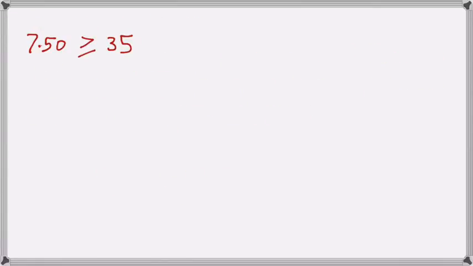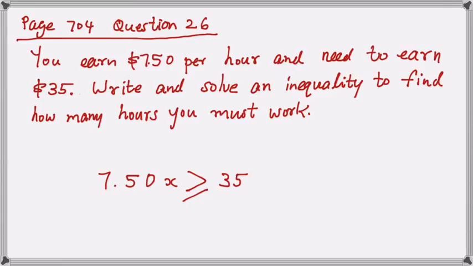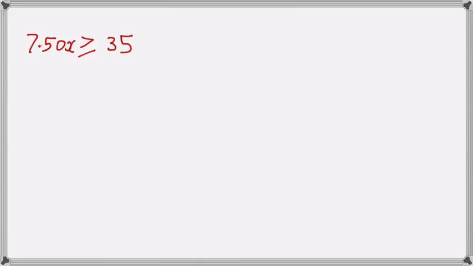So let's solve this problem. 7.50 times X is greater than or equal to 35, right? That's the inequality we were able to come up with before. So let's simplify that and solve it.